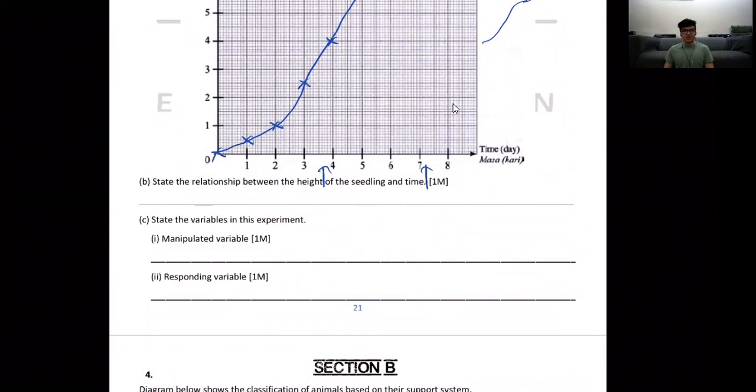Okay, write this yourself. Okay, you can say height of seedling increases with time, also can. Ketinggian biji benih meningkat dengan masa. In terms of time, I don't like to write the more time, the higher the height of seedling, because what does it even mean by more time? No, you don't say that. You just say as time goes on, height increases. So the simplest way to say it is height increases with time. Okay, ketinggian meningkat dengan masa.